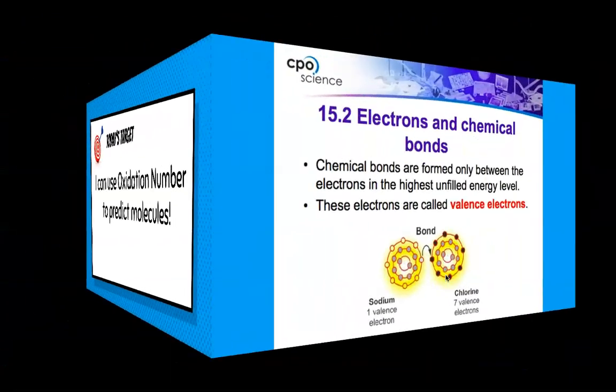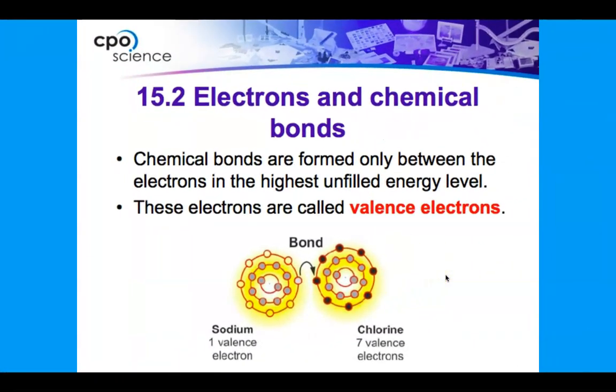So let's first do a brief review. Chemical bonds are formed between electrons in the valence shell, in the outermost shell. These are called the valence electrons. The reason that atoms bond is to reach that maximum stability and the lowest energy state possible, which happens when they have a full outer shell of electrons.